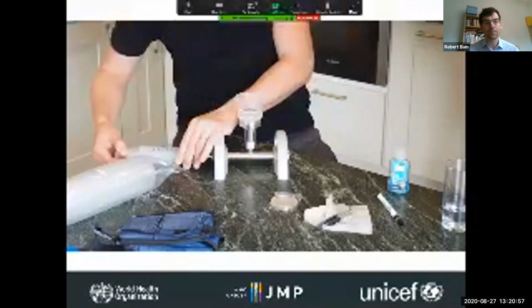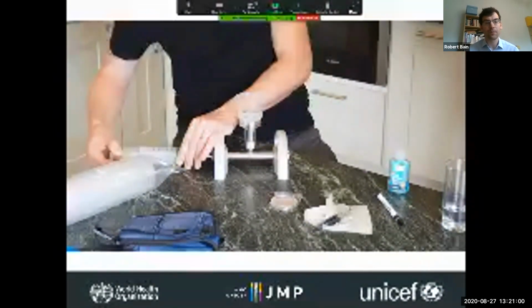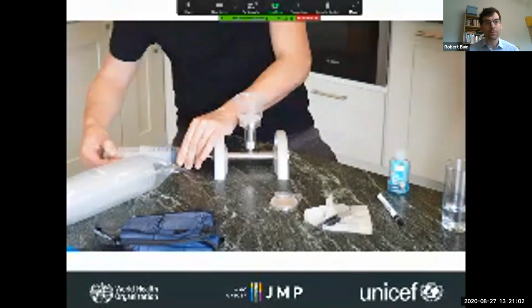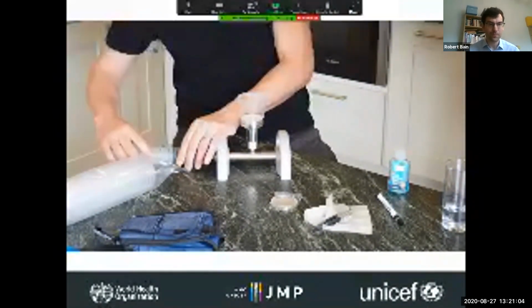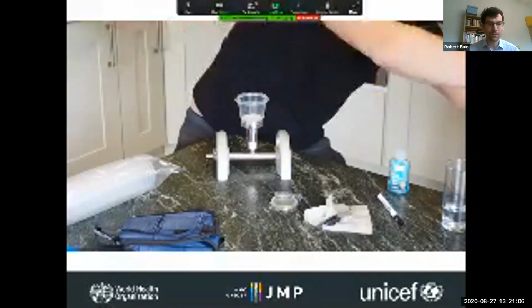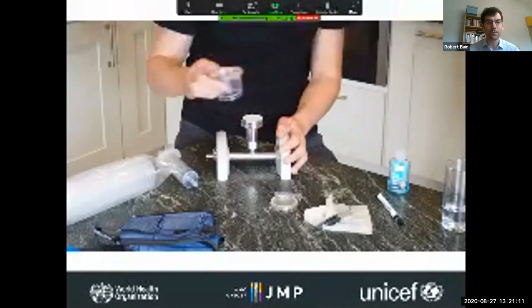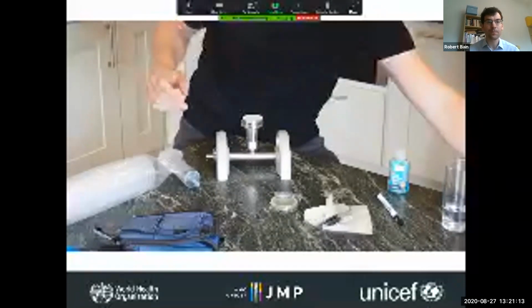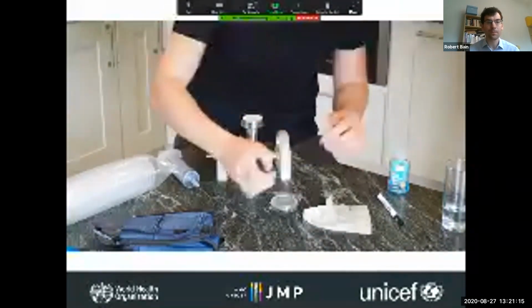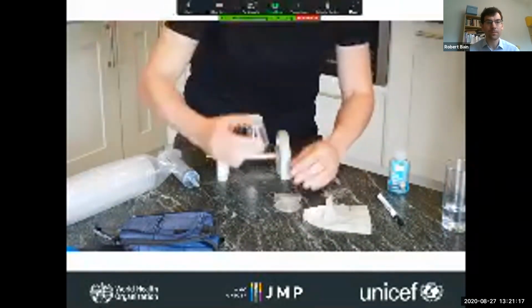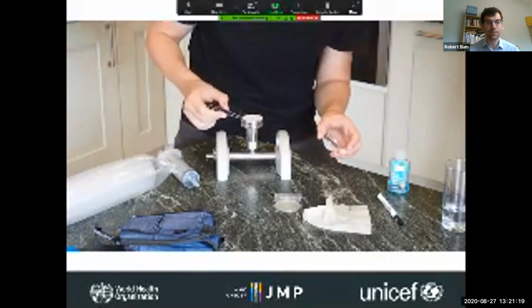And what we're doing here is any bacteria in the sample will remain on the top of this membrane. So we can remove the funnel, pop it over there, and transfer, using these forceps, the membrane on top of the nutrient pad.